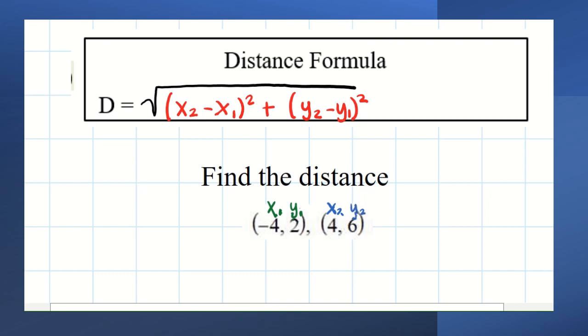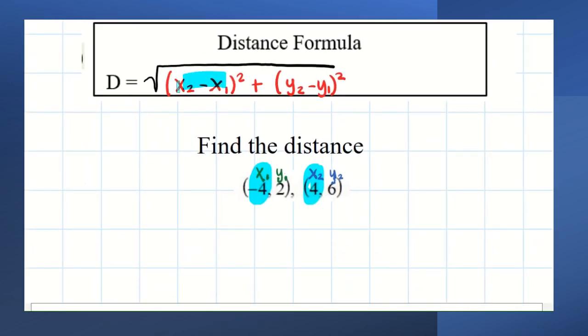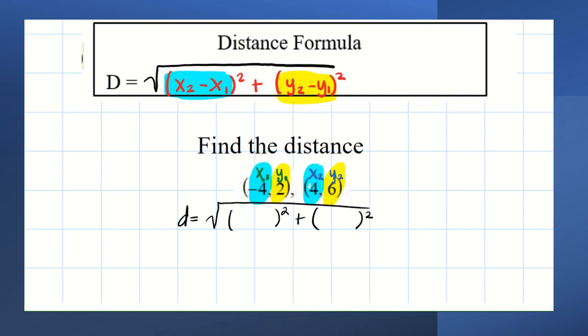So I'm going to label my points as x sub 1 and y sub 1, and x sub 2 and y sub 2. It doesn't really matter which one you make your x sub 1 and x sub 2. Okay, so I have identified my two x coordinates that I'm going to be taking the difference of. And here are my two y coordinates that I'm going to be taking the difference of. And I've shown you where I'm going to be replacing into the distance formula.